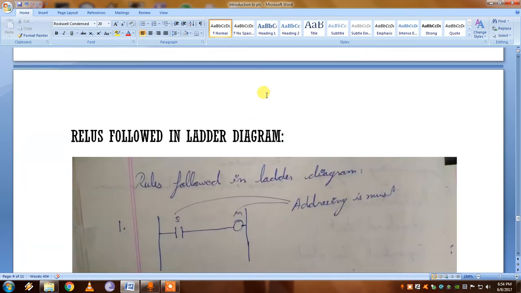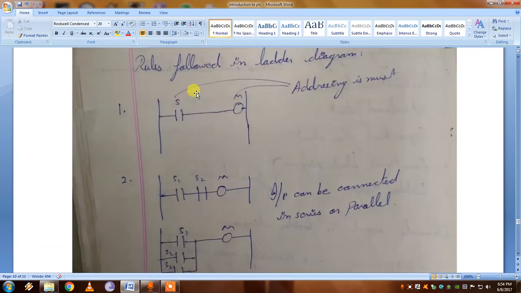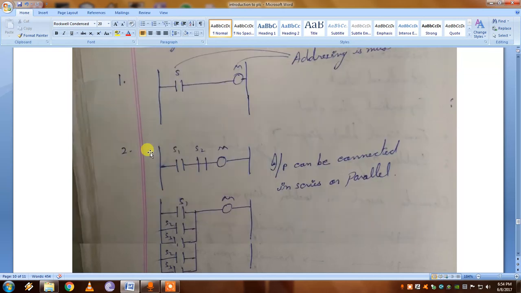Then we move on to the rules followed in a ladder diagram. The first rule is that addressing is a must. We should address each and every input and output so that we can connect every input and output by wiring. It will be easy, and there will be no confusion when we go to the wiring.